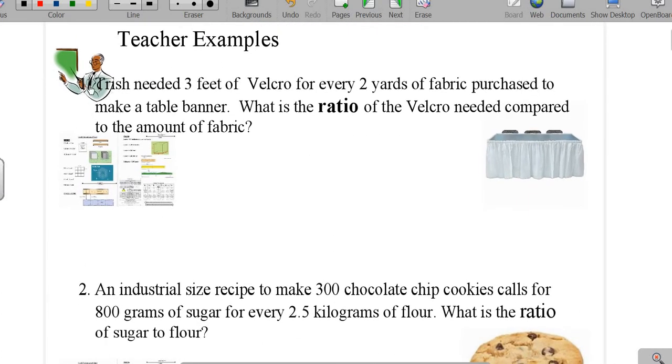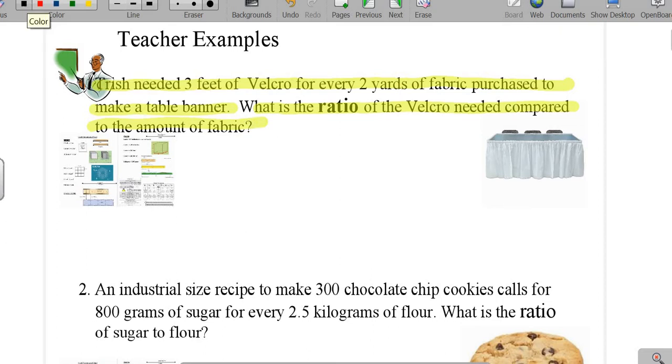I'd like you to put your finger right there, and I'd like you to read this aloud with me. Yes, aloud. Finger right where Trish is. Ready? Read out loud. Trish needed 3 feet of Velcro for every 2 yards of fabric purchased to make a table banner. What is the ratio of the Velcro needed compared to the amount of fabric?